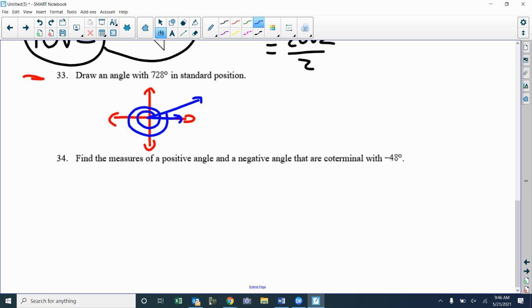Number 34, shame on you if you miss it. You should write on your note card, number 34. Plus and minus what? 360. Just simple coterminal angles. Plus or minus 360.